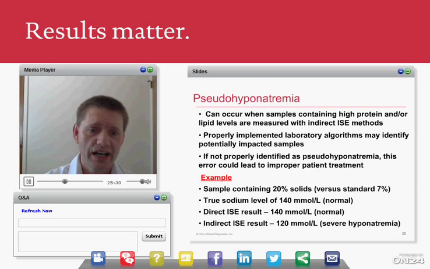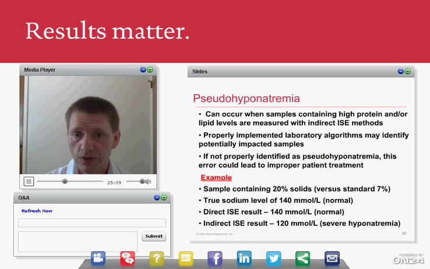So I've already gone through this example where you have a true sodium level right in the center of the normal range. With the direct ISE method, you're going to get that same result. And with an indirect ISE method, in this sample that contains 20% solids, again, something like multiple myeloma, the indirect method would be giving a sodium level of 120 millimolar, which would be severe hyponatremia.